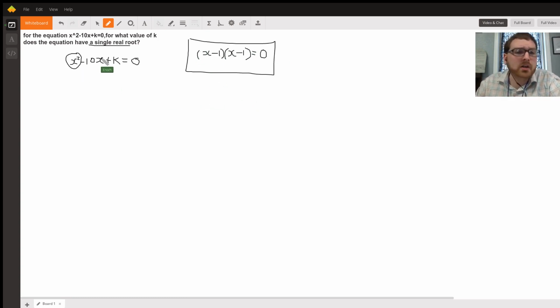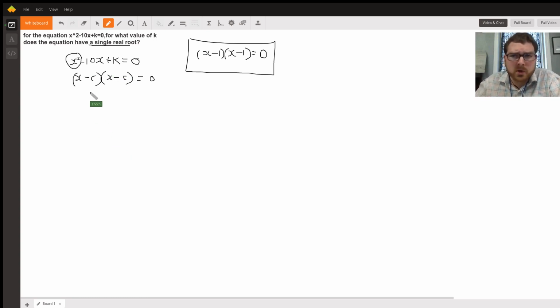So we need to find, for our case here, x squared minus 10x plus k equals 0, what value can be set up such that x minus c times x minus c equals 0 and is equal to x squared minus 10x plus k. That's the basic setup we need.